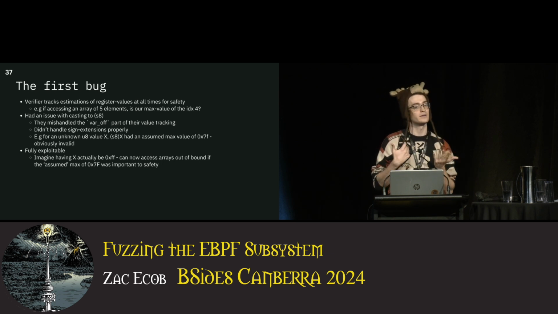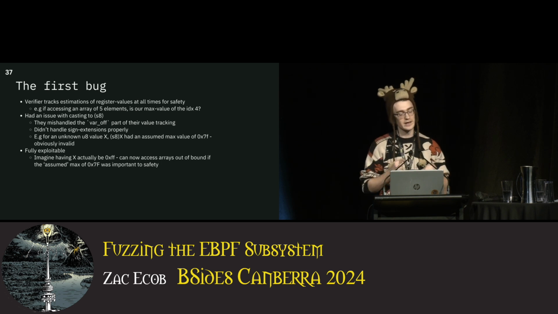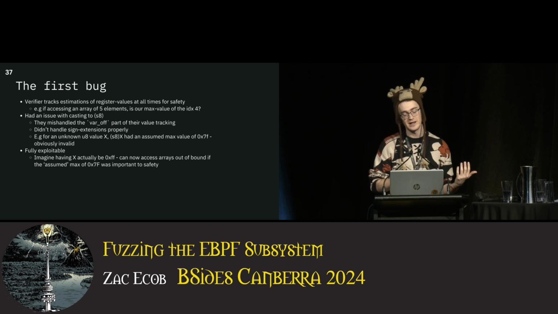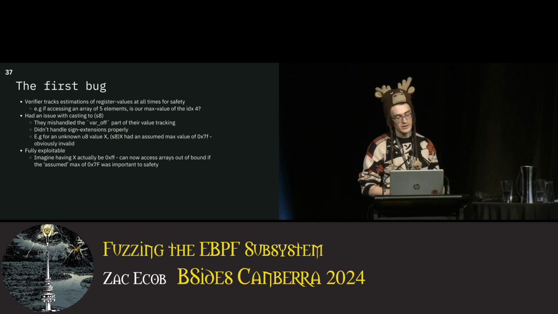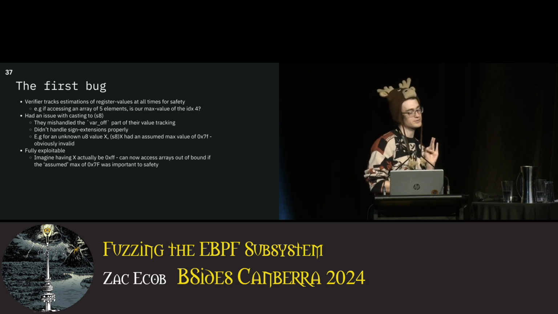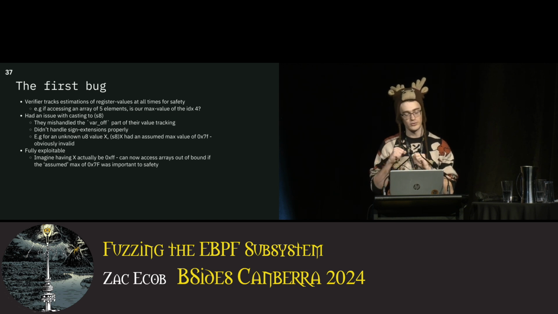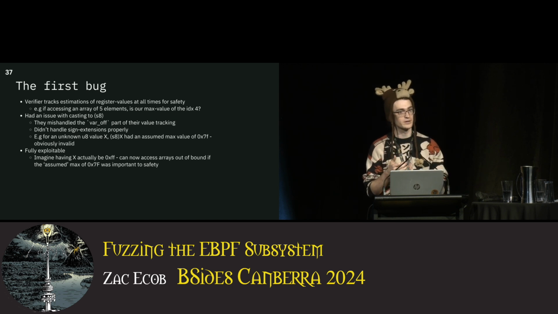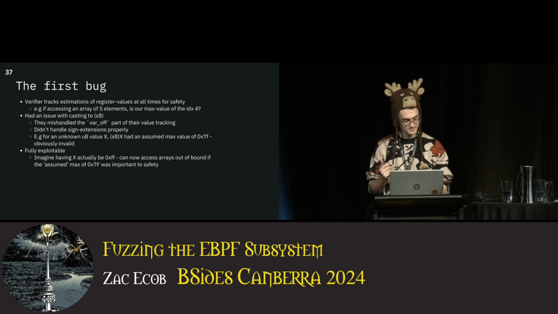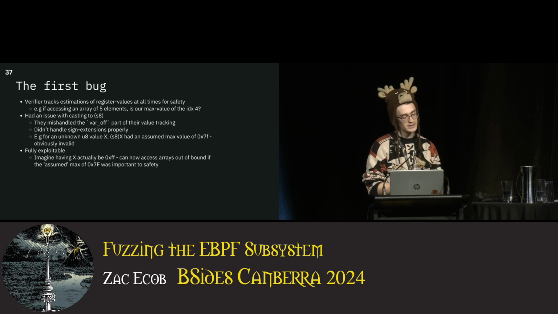When the verifier is doing its verifying thing, it tracks estimations about register values at all times for safety. What that looks like is, if we are accessing an array of 5 elements, it will ask, is our max value for whatever we're using to index 4? Because if it's not, we can do out of bounds stuff. Now, there was an issue when casting to signed 8. They mishandled the var off part of their value tracking. You don't need to know what that is. But yeah, it didn't handle sign extensions properly.